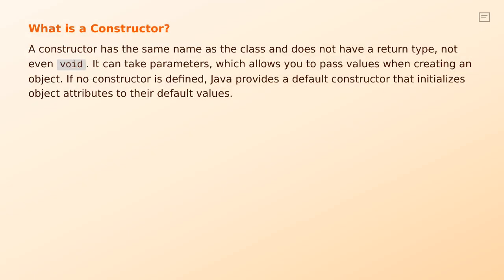This section covers what's a constructor. A constructor has the same name as the class and doesn't have a return type, not even void. It can take parameters, which allows you to pass values when creating an object. If no constructor is defined, Java provides a default constructor that initializes object attributes to their default values.